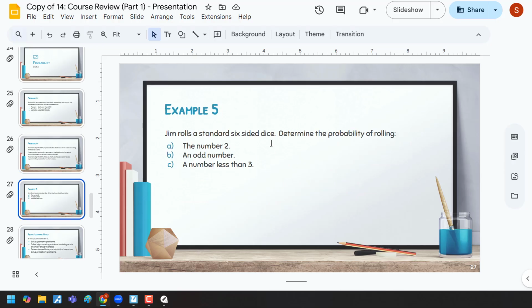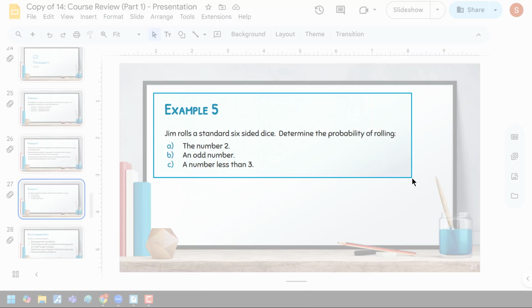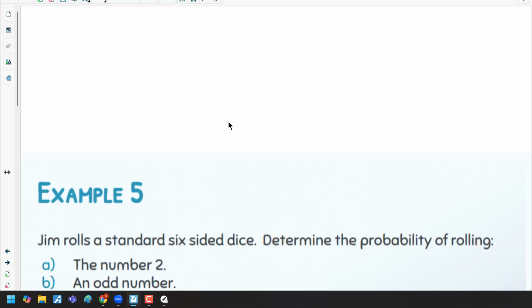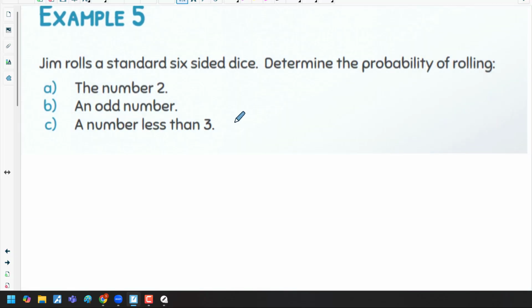All right, Jim rolls a standard 6-sided die. Determine the probability of rolling the number 2, an odd number, a number less than 3. Okay, we have time enough to do this. Pretty easy, pretty straightforward. We got Jim. He's rolling a die. Because dice is plural, and we're just rolling 1.